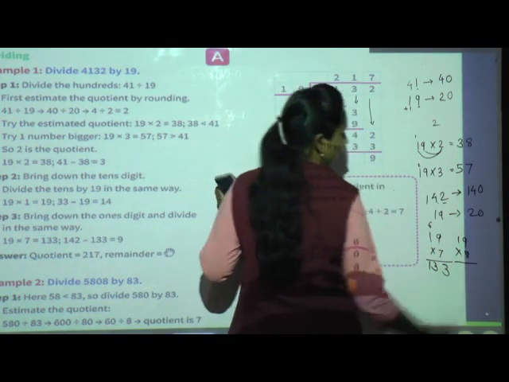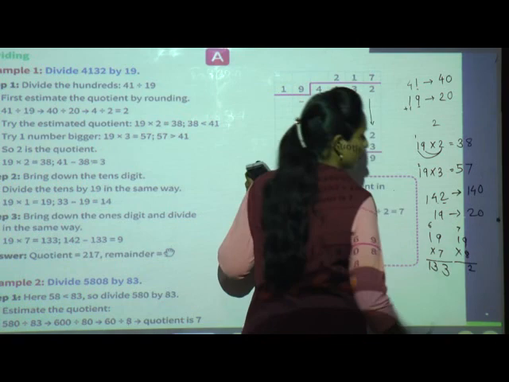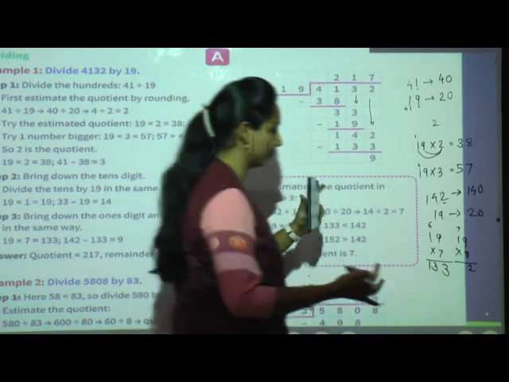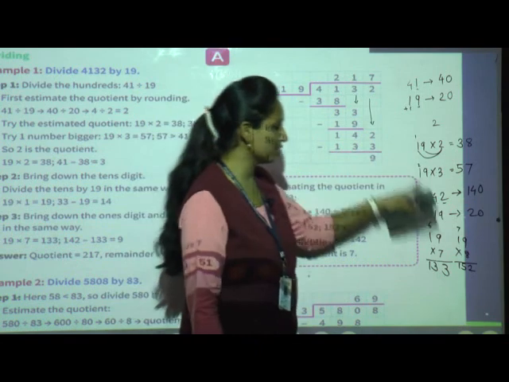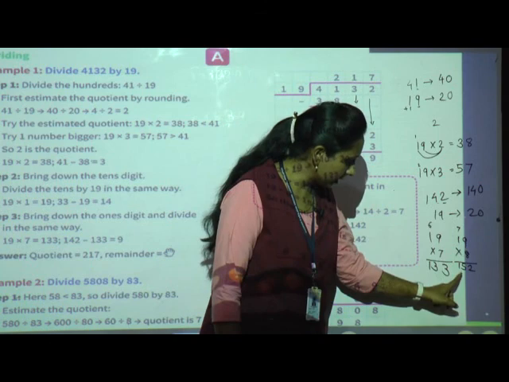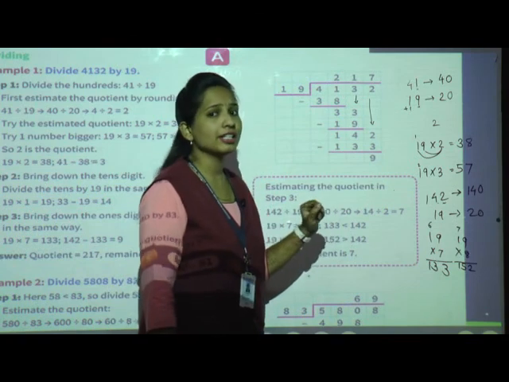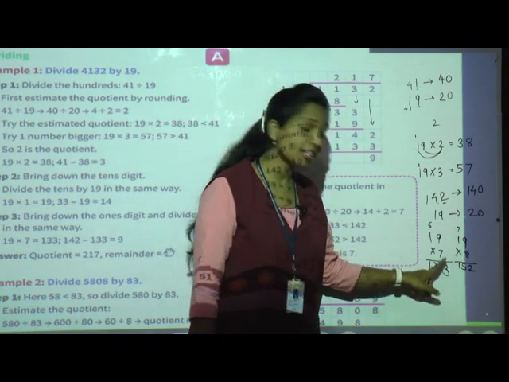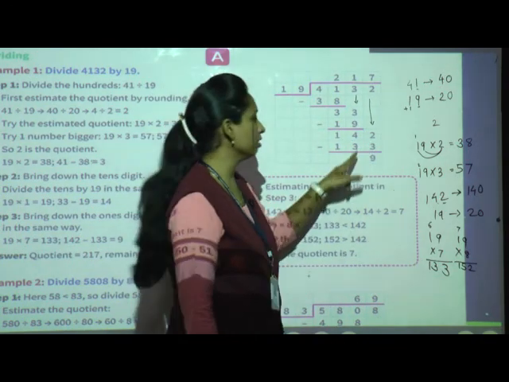With 8. Now 8 9s are, yes, 72. Now 8 1s are 8, 8 plus 7, 8 after that 9, 10, 11, 12, 13, 14, 15, isn't it? 152. See, we have to see whether 142 goes or not. It doesn't go because 152 is greater than 142. So what is less than 142? 133. How many times 19 means 133? 7 times. So write 19 7 times 133 and do the subtraction.